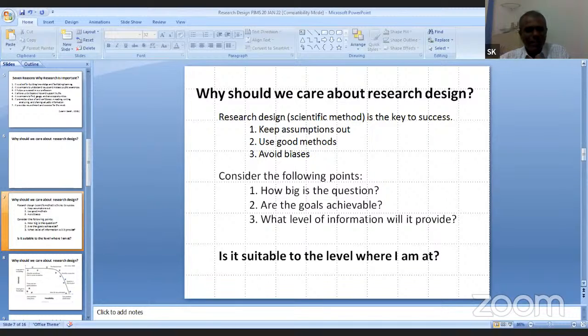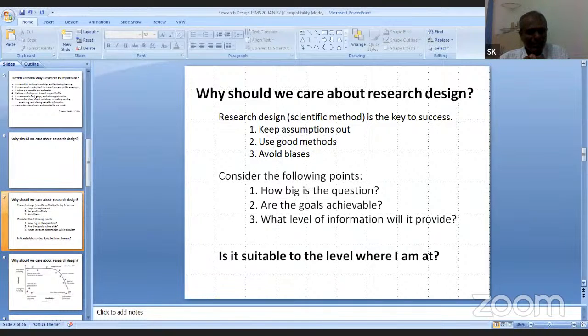Number three, what level of information will it provide? After having spent months and years and lakhs or maybe even crores of rupees, if it doesn't provide any useful information, then what was the point of doing this work? Was it worth doing this research? If the information obtained is superficial, if it is information that nobody relies on, nobody trusts, it doesn't build any reputation, then what's the point? So we have to be very careful about the third point, which is the level of information that it provides. We have to keep that in mind before we design it.